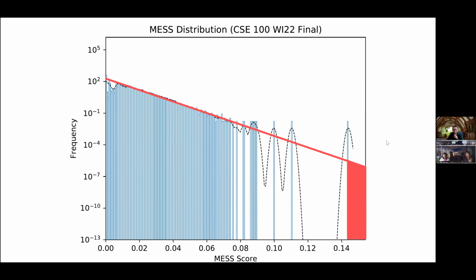Curious, does that dip occur in exactly the same place every semester, or is it slightly different? And a follow-up question: do you think analyzing the position of that dip could be a significant metric, something that could be used to evaluate an exam? Great question.